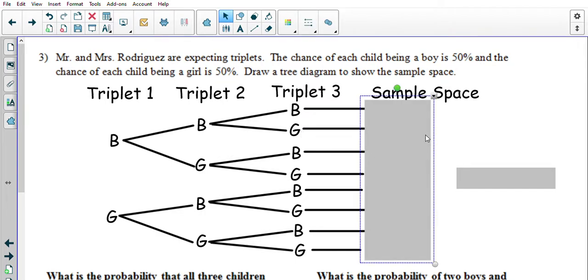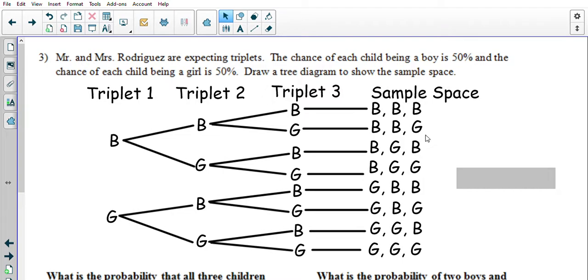And this also gives us an indication of the order in which they're born, which technically doesn't really matter too much, although some would disagree. But for example, if we have BBG, that's really the same as BGB. You've got 2 boys, 1 girl. It's just the order in which they're born that's different here. And that will come into play when we do some of our probabilities down below.